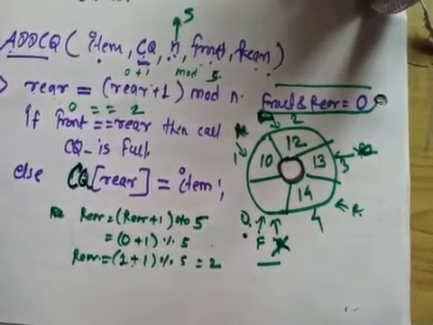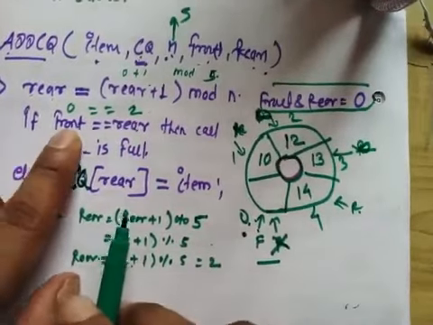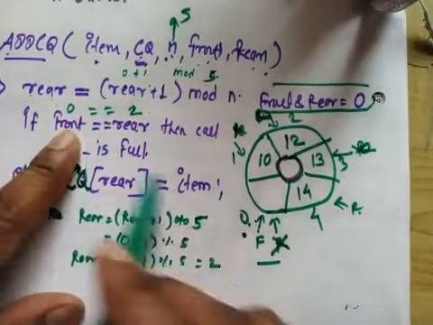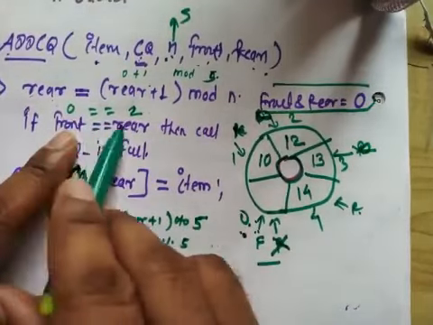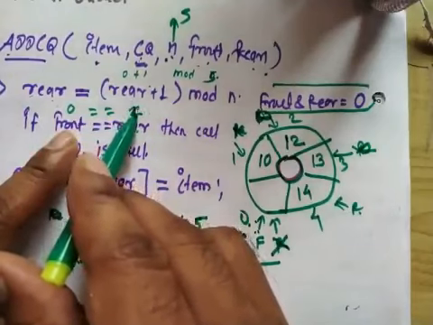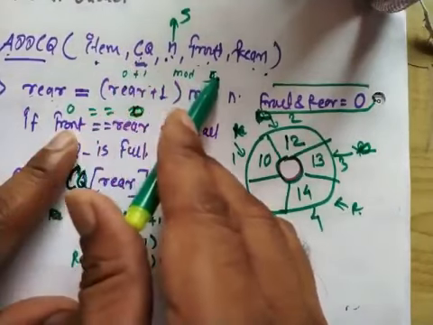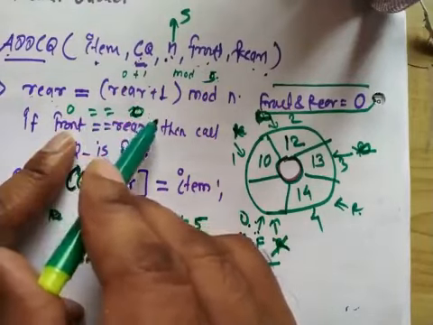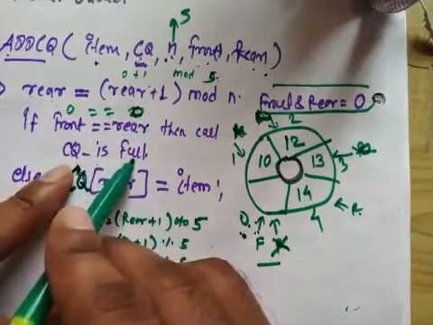So at index 0 you are going to assign the element, but before that what are we going to do? We are going to check whether the queue is full or not. Now what is the front value? Front is pointing to index 0. Front is equal to rear. What is the rear value now? 0, since 5 modulus of 5 is 0. So front is equal to rear, then it will say the queue is full.